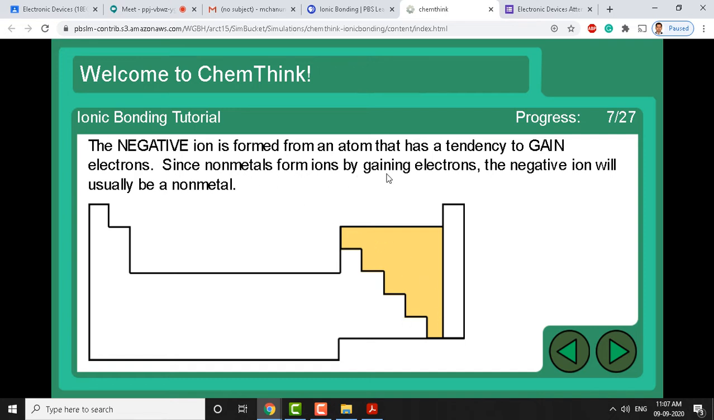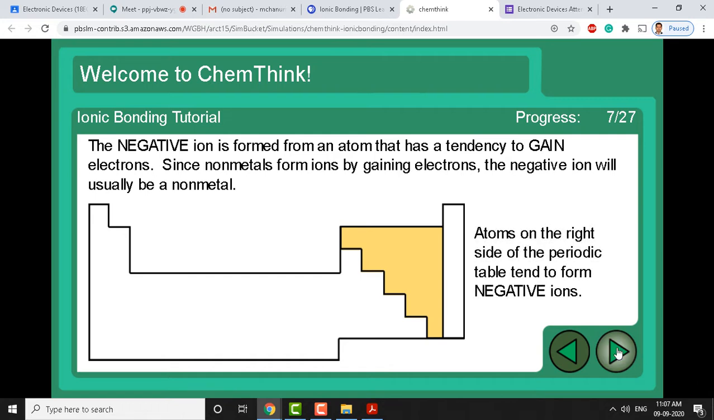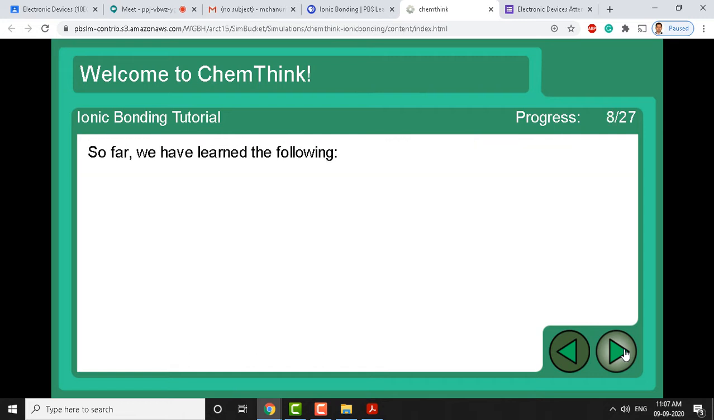Non-metals form ions by gaining electrons. The negative ion will usually be a non-metal. So in our example, chlorine, which we have chosen, is a non-metal that accepts an electron from the sodium. Atoms on the right side of the periodic table tend to form negative ions. They attract electrons from the metals and form negative ions.